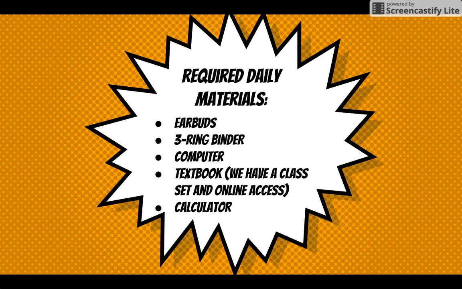This 3-ring binder should only have honors biology material in it, no other class. So specifically just for this class, and I recommend a 2 to 3 inch binder. Your textbook, we have a class set, so you don't really need one from the Student Center. You also have online access to it, and we're going to be utilizing the Discovery Education Tech book this year too. So we have all that stuff ready to roll. You also need a calculator for biology. It doesn't have to be graphing. It just needs to add, subtract, multiply, and divide. So those are your materials.